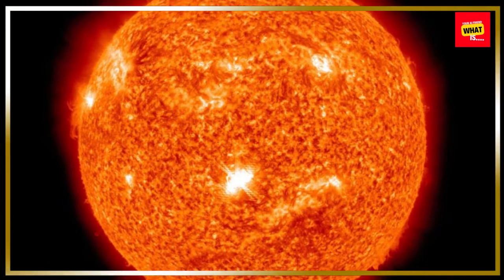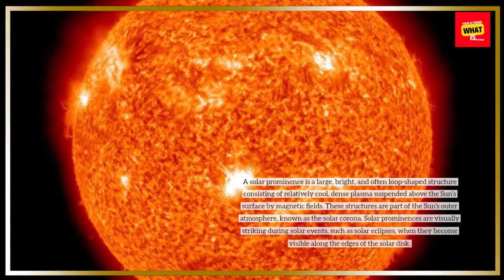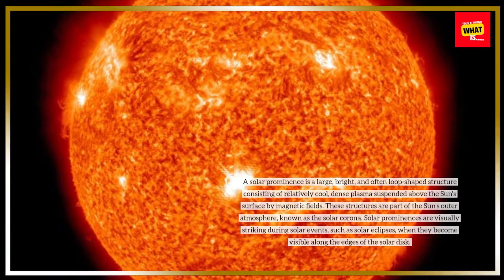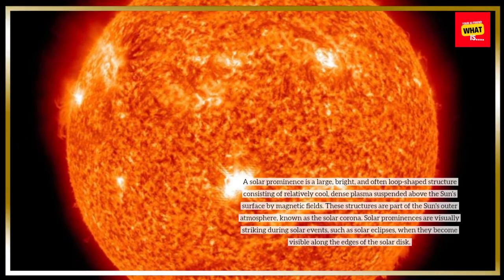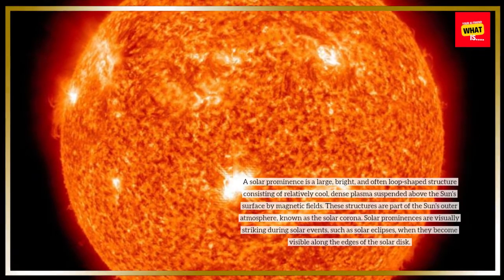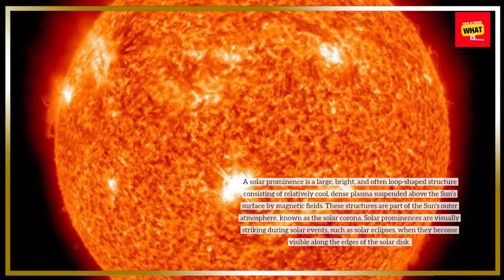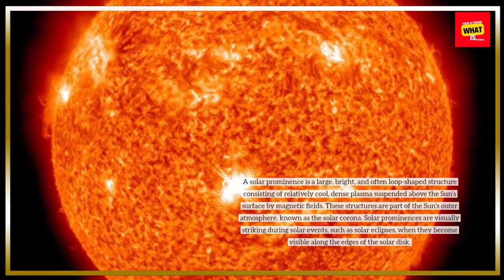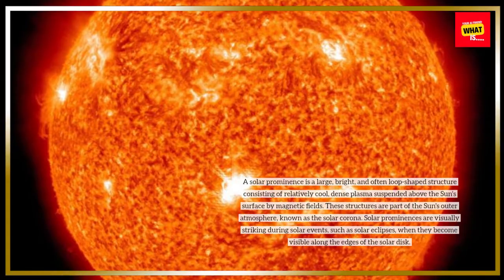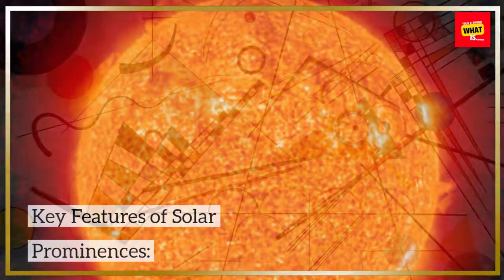A solar prominence is a large, bright, and often loop-shaped structure consisting of relatively cool, dense plasma suspended above the Sun's surface by magnetic fields. These structures are part of the Sun's outer atmosphere, known as the solar corona. Solar prominences are visually striking during solar events, such as solar eclipses, when they become visible along the edges of the solar disk. Key features of solar prominences.